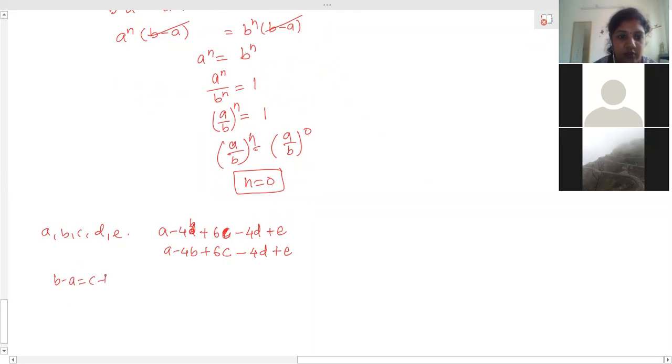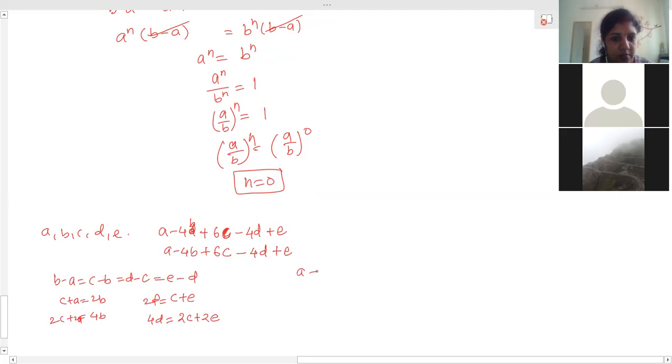B minus A is equal to C minus B. That is equal to D minus C. That is equal to E minus D. Then when you simplify this, C plus A is equal to 2B. And here it is C plus E is equal to 2D. So 4B is 2C plus 2A. And here 4D value is 2C plus 2E.